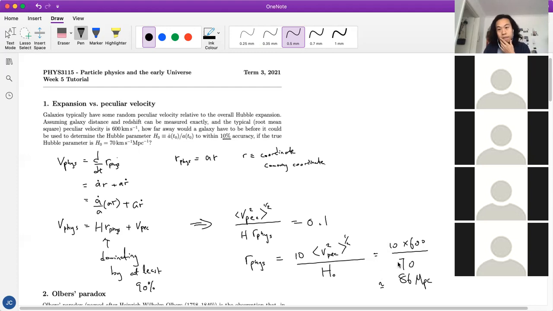And that's a fairly good approximation, because if you look at the homogeneity scale of the universe, so 100 megaparsec, on scales of 100 megaparsec, the universe is homogeneous. Okay, statistically homogeneous.